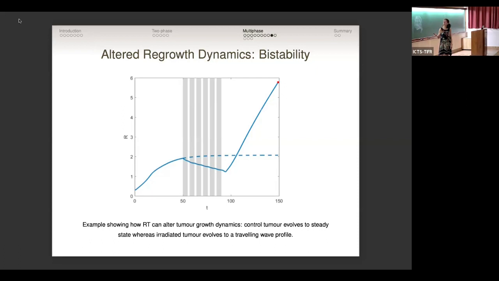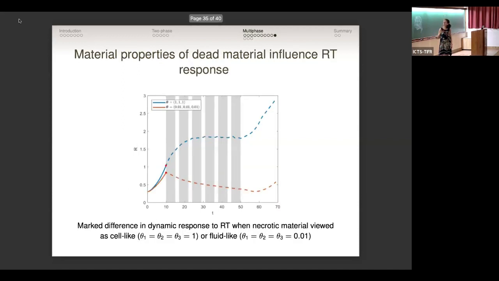Not so good. So this is suggestive of bistability in our system. Okay? So we make some perturbations, we take it to a new point, and then it evolves to a different configuration, right? To a travelling wave profile.